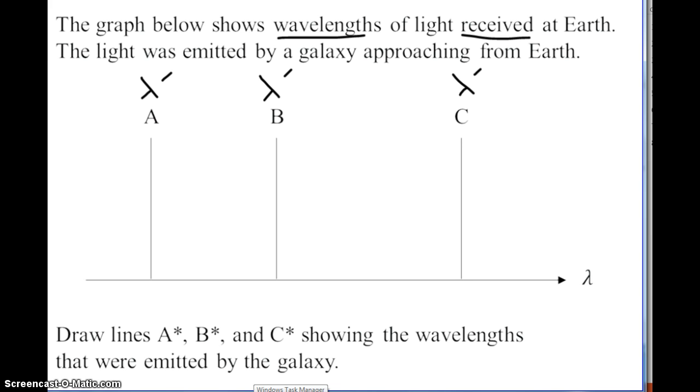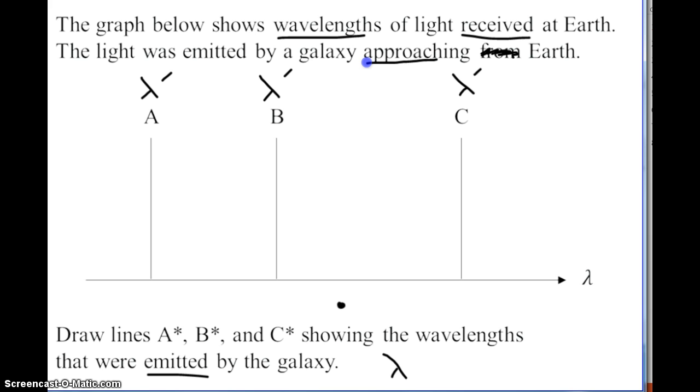The light was emitted by a galaxy approaching the Earth. (This is a typo.) Draw lines showing the wavelengths that were emitted. We have to draw lines showing the original unshifted value of lambda.